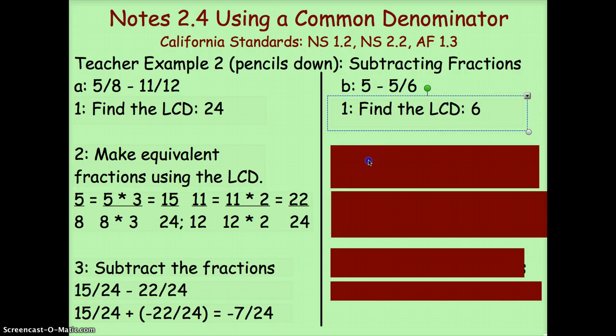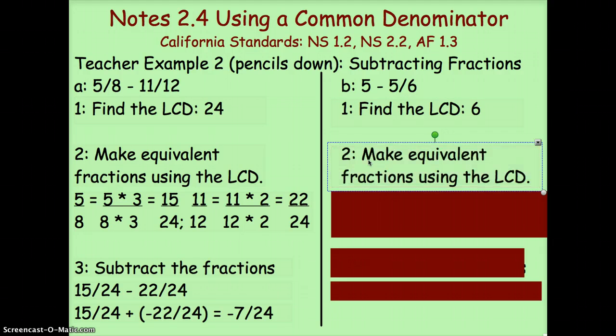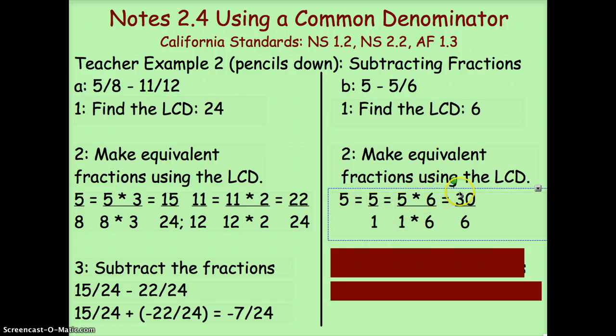Now I need to make equivalent fractions using the LCD. This fraction here already has the LCD as a denominator of 6. 5 over 1 needs to be converted. So, of course, I multiply both of them by 6 and I end up with 30 over 6. Now both fractions have a denominator of 6.